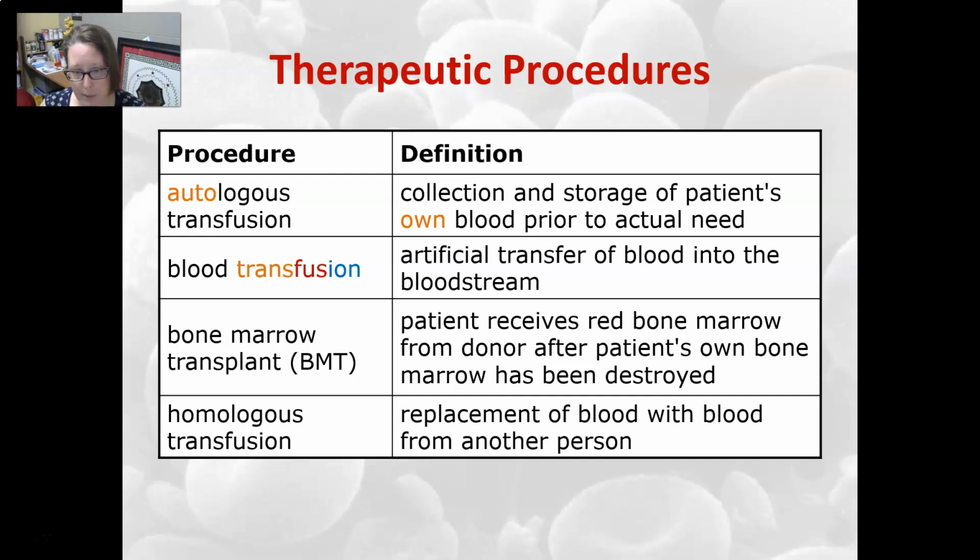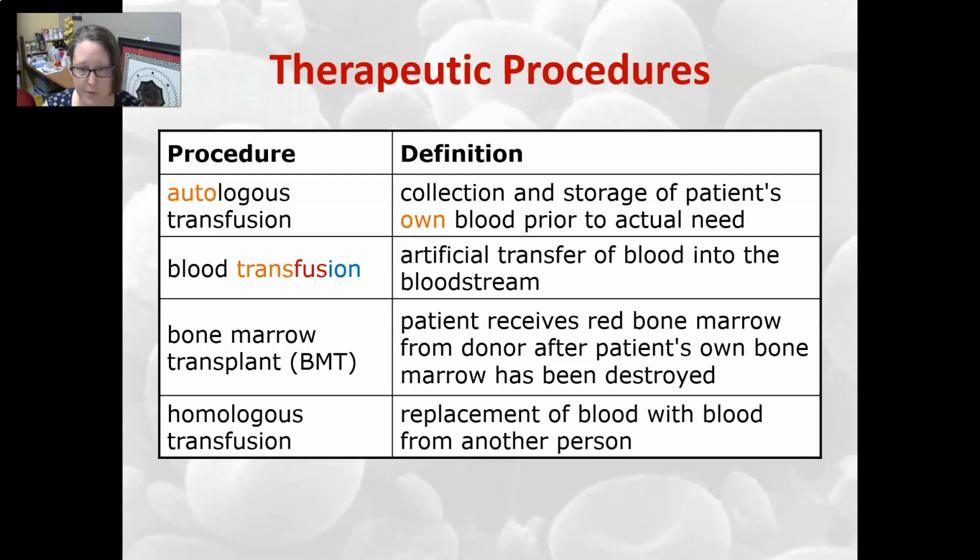A bone marrow transplant, or BMT, is when the patient receives bone marrow from a donor after the patient's own bone marrow has been destroyed. This is sometimes done as a treatment for certain leukemias, where they give chemotherapy to wipe out the bone marrow, so we destroy the cancer-producing white cells in the bone marrow, but then we need the immune system, the bone marrow, etc., and so we transplant a donor bone marrow.